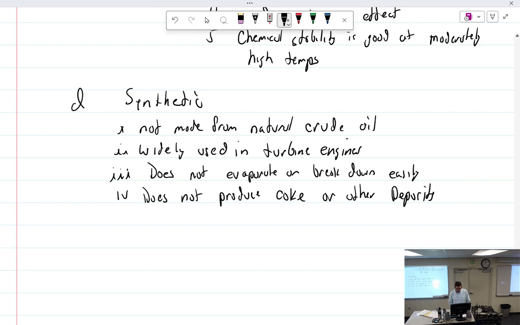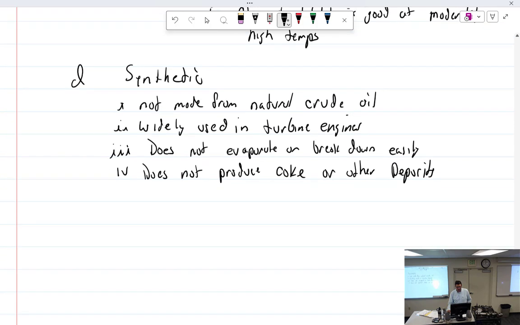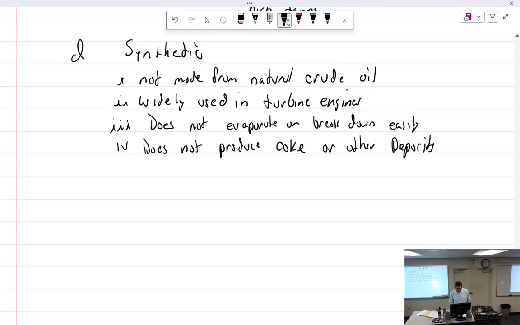Does not produce coke or other deposits. So we talked about what coke is before, right? Coke is a solid residue remaining when oils undergo severe oxidation and thermal breakdown at extremely high temperatures. The higher the temperature, the harder and blacker and more brittle the residue. So coke is a hard, brittle residue.